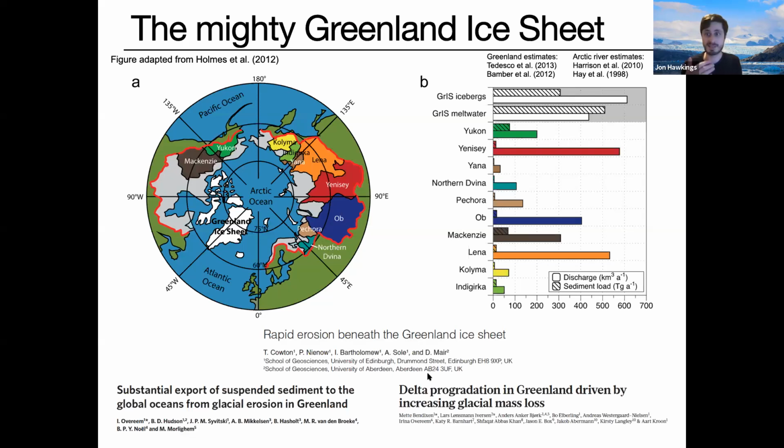And really, for me, my eyes were opened from the Edinburgh group. Tom Cowton published this paper in 2012, I think it was, observing very rapid rates of erosion beneath the Greenland Ice Sheet. And then Irina Overeem published this really nice paper just a few years ago, generating some estimates of how important the Greenland Ice Sheet might be in global sediment budgets. And she was arguing that it covers about 1% of land surface area. It could be responsible for 8% plus of global sediment discharge to the oceans.